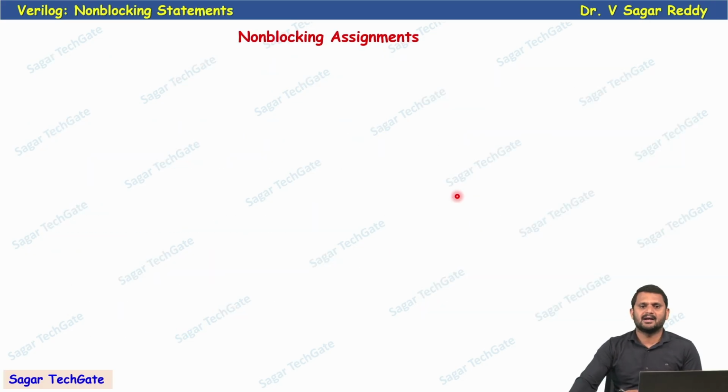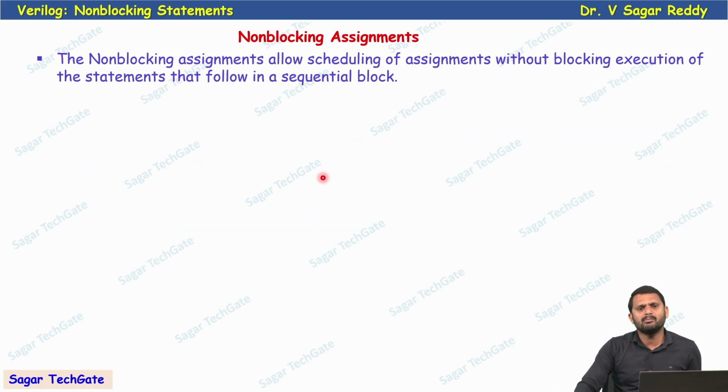So, like in the same C programming we use. Now next, coming to the non-blocking assignments. The non-blocking assignment allows scheduling of assignments without blocking the execution of statements that follow in a sequential block. So now I'll explain. Now it schedules the assignment. It evaluates the right hand side expression, but it won't assign immediately. I'll explain with some example, then you'll get an idea.